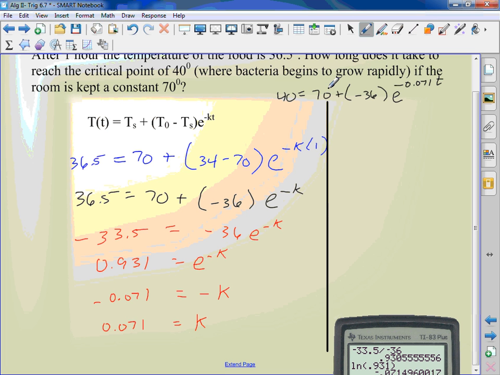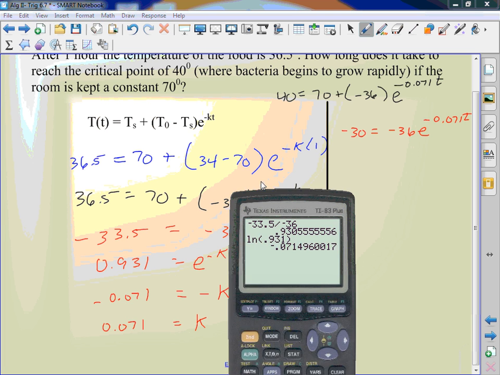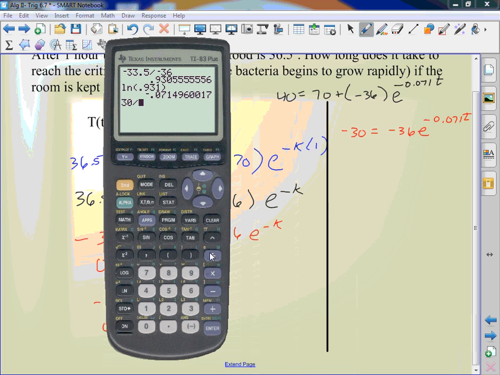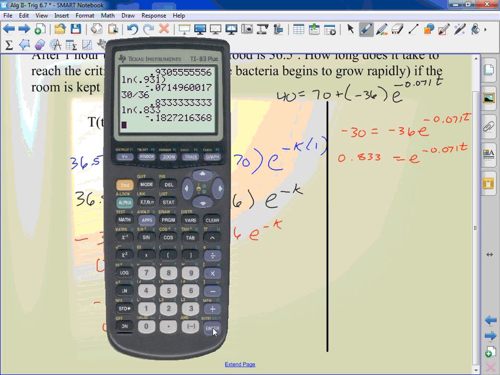First thing I'm going to do, subtract over the 70. Negative 30 equals negative 36 e to the negative 0.071 t. Take 30 divided by 36, and I get 0.833. How do I get rid of an e? Take the ln of 0.833. I get negative 0.183.